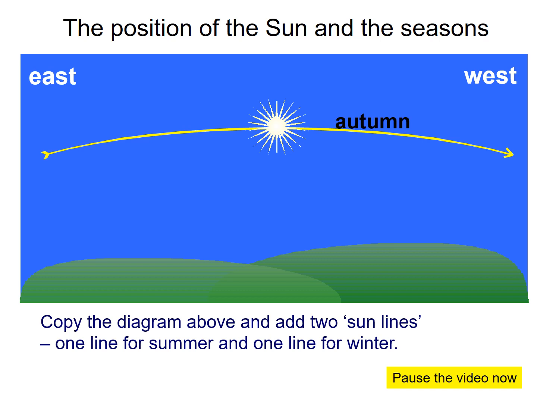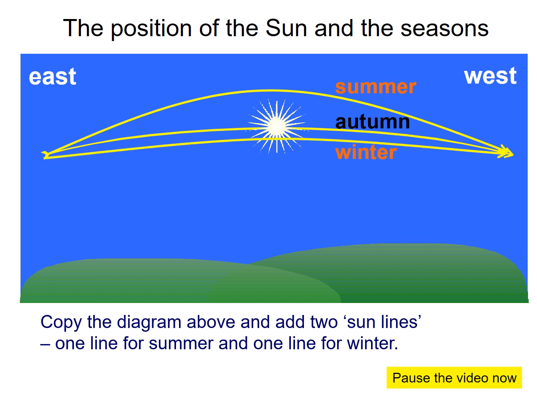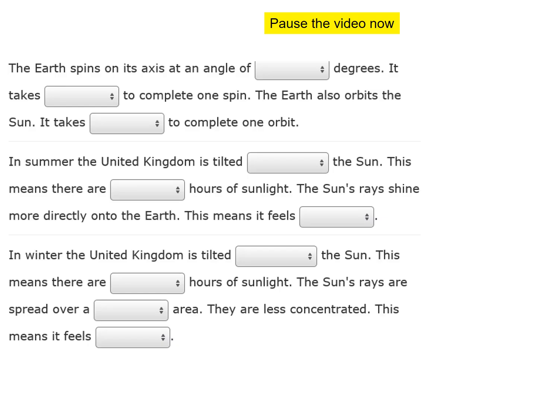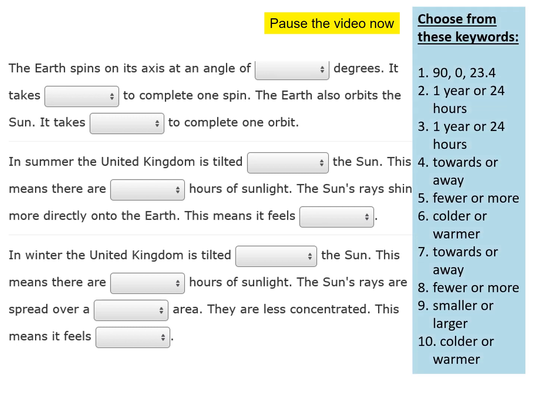Right, how did you do with drawing the lines? What you should have got is coming up on the screen. So high for summer and low for winter. Now, pause the video again and try and fill in the gaps of the following sentences. There are some keywords for you to choose from. So the first box corresponds to the first set of keywords on the right-hand side. It should take you a few minutes to complete.